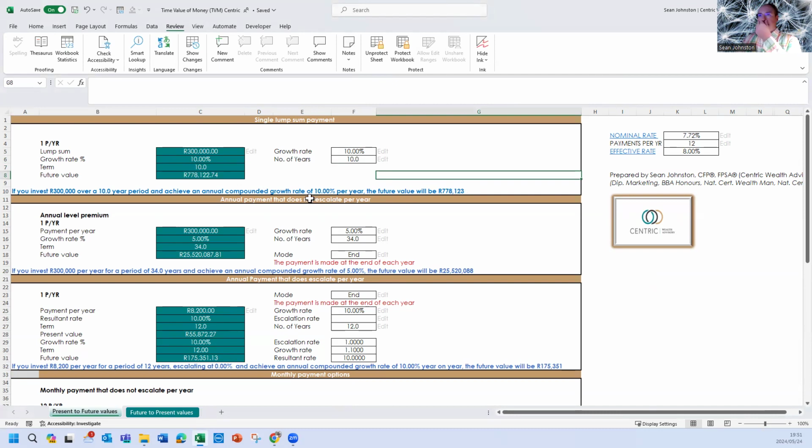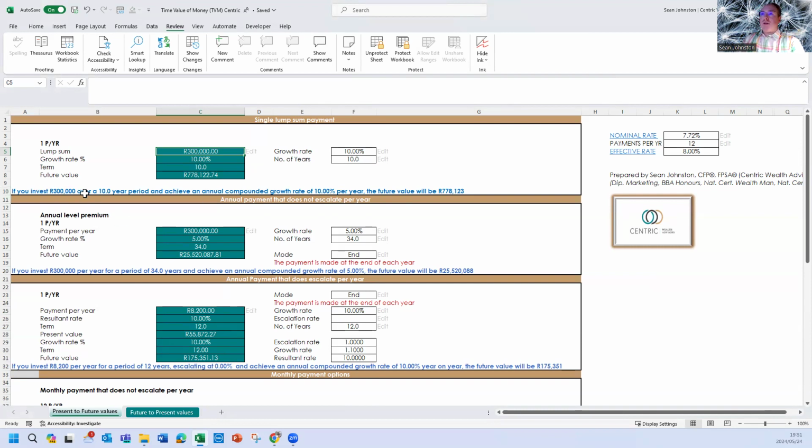So what we're saying is if we invest 300,000 into this investment once off, and we get a 10% growth rate compounding annually for a period of 10 years, you will have a future value at the end of your 10-year resulting in 778,122 Rand. And it's explained over here.